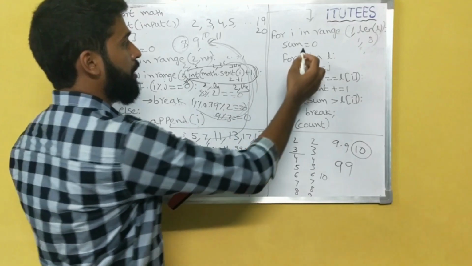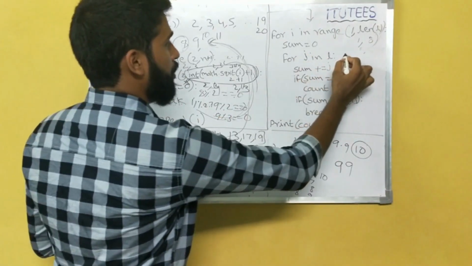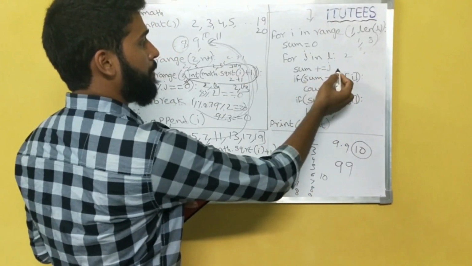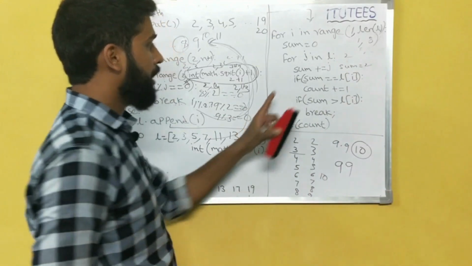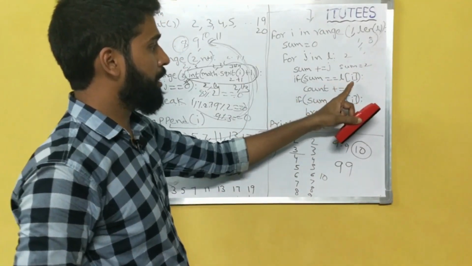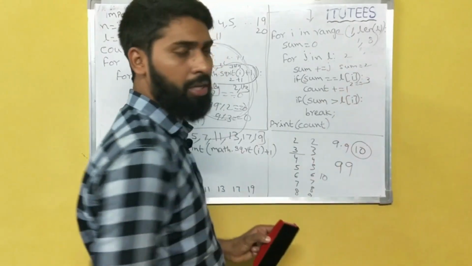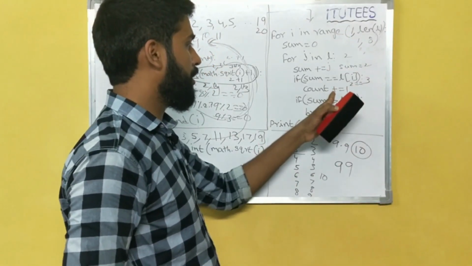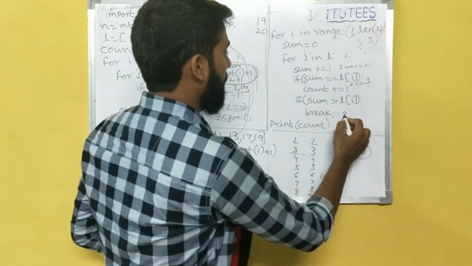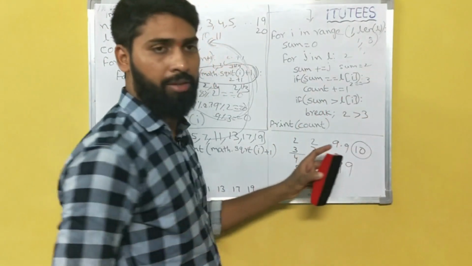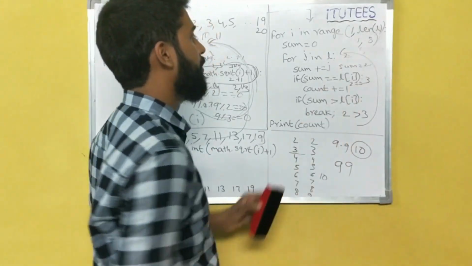Sum equals 0. For j in L, what is the j value first? 2. Sum equals sum plus j, that means sum equals 2. If sum equals L of i, what is L of i? 3. 2 equals 3? False. So we don't enter into this block. If sum, what is the sum here? 2 greater than 3? I am checking that. No. So I go to this.